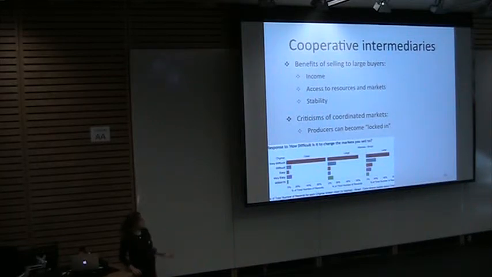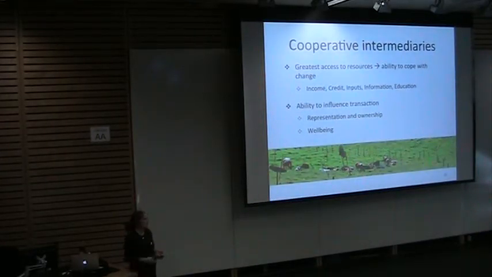And similarly, I saw the same sorts of criticisms that are often in the literature, the same sort of issues, in that producers can become locked in. And you can see that it looks like the larger producers selling into the larger value chains, so the cooperative, that's Dos Pinos, and other large buyers, were more likely to say that it was very difficult to change what markets they were selling into. But the flip side is that people who are selling to Dos Pinos also seem to have greater access to resources, which might actually help to counter this sort of locked-inness and increase their ability to cope with change, because they generally had higher incomes and greater access to things like credit, inputs, information, and education.